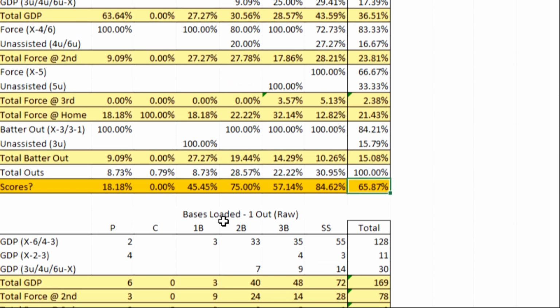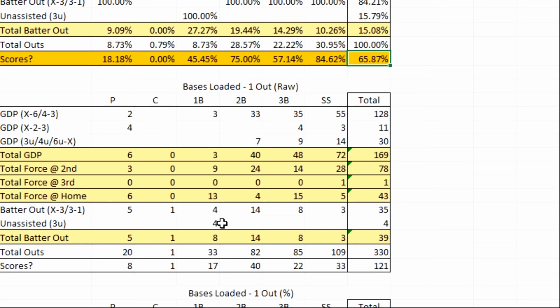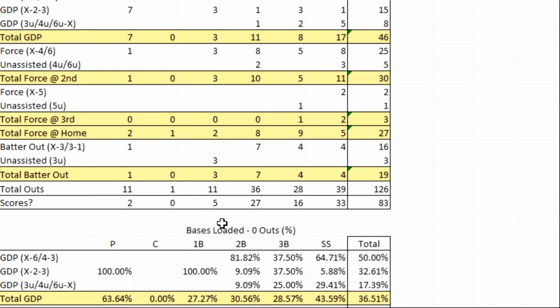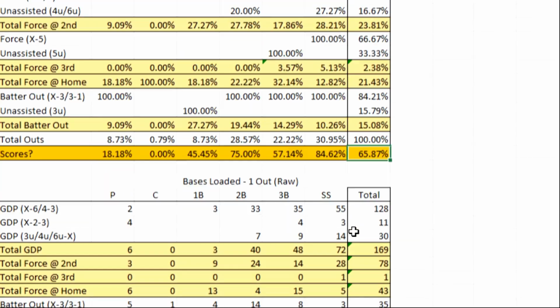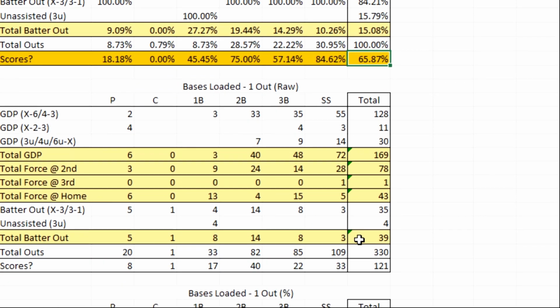So moving on to 1 out. If we look back, there were 126 ground outs with no outs and bases loaded. And there were 330 with 1 out and the bases loaded. So again, much more often the situation happens where there's 1 out and bases loaded than no outs and bases loaded, which makes sense. And we see the breakdown here.